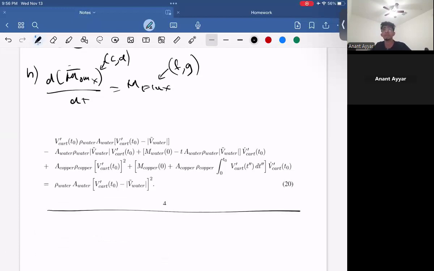Yep, and that's the full problem. I hope that was useful to you guys. Yeah, this was really confusing for me as well when I first looked at it, but I'm hoping this helps.